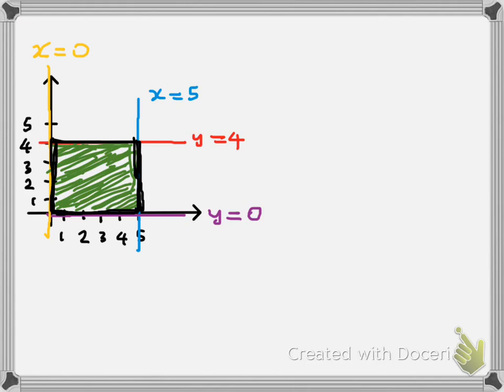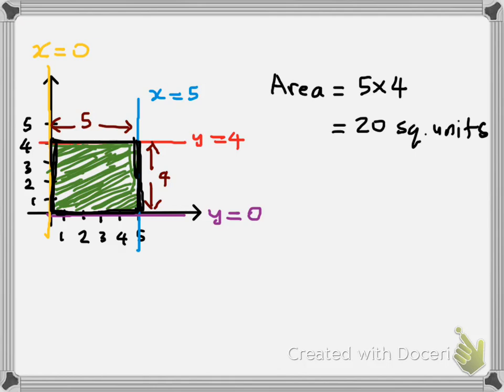Now, from very basic geometry, you know that this is a rectangle with length 5 and height 4 units. So the area is just the length multiplied by the height, or the width, which will give you 20 square units.